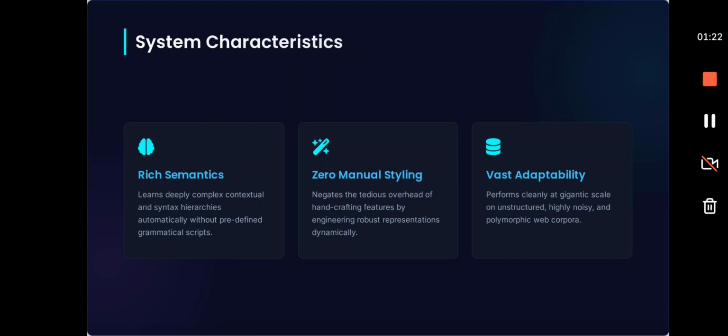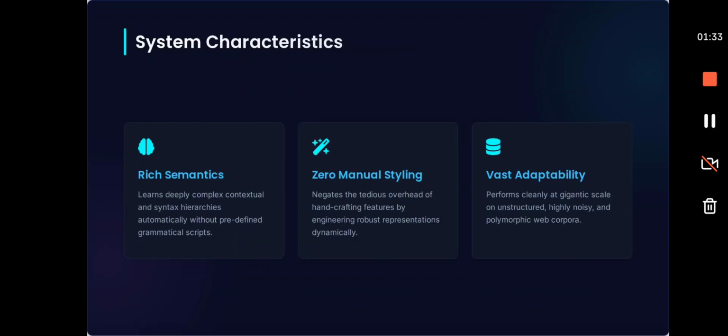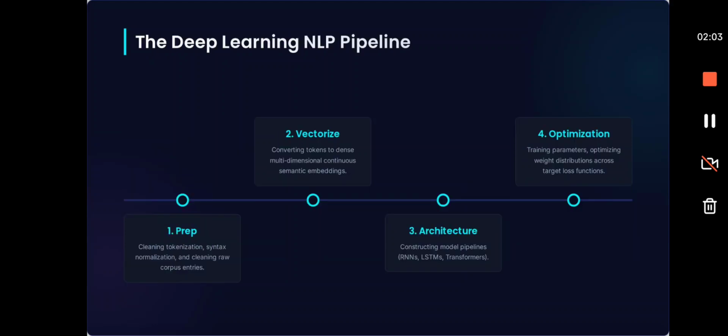After understanding the basic concept, let us look at the important characteristics of these systems. This slide presents the key characteristics of deep learning based NLP systems. The first characteristic is contextual understanding: the model understands the meaning and context of language more effectively. The second is zero manual feature engineering. Unlike traditional approaches, there is less need for manual design of tools and features, because the model automatically learns them from data. The third characteristic is vast adaptability. These systems can adapt to different languages, domains and applications with ease.